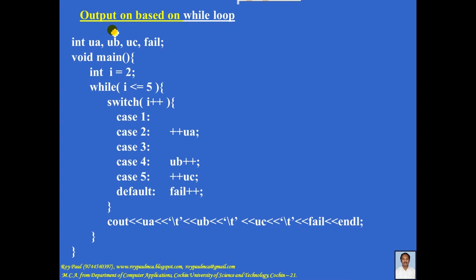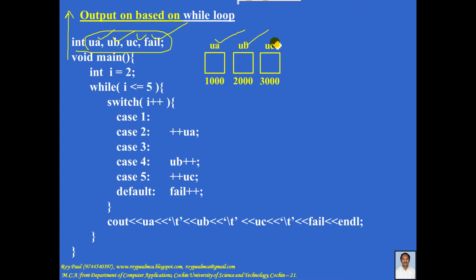An output type of question based on while loop. Step 1. Memory should be allocated for the global variables. Above the main function, 4 variables are there. Allocate memory for these 4 variables: UA, UB, UC and fail. By default a global variable contains 0, so these memory locations contain 0 by default.